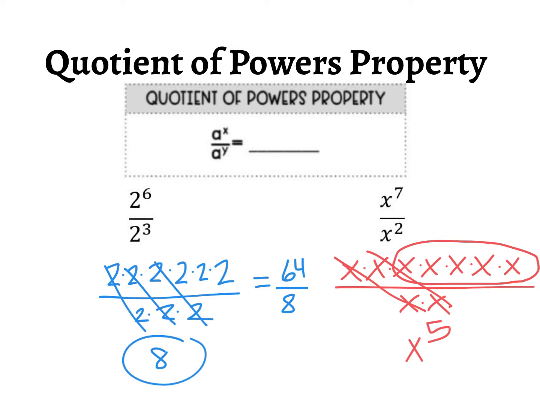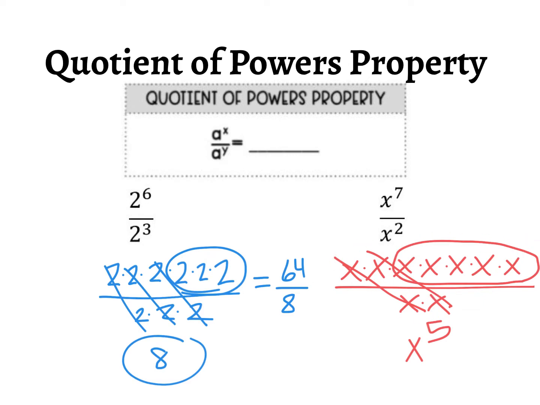Now, what I notice here, as in the previous example, is that I had 3 left over in the top. Here I had 5 left over in the top as well. If I look at the exponents, 6 minus 3 is 3, and 7 minus 2 is 5. Since we're canceling or taking away 2 of the things that they have in common, we're going to be left with the difference. 7 minus 2, you're subtracting 2 of them, you're going to be left with 5.